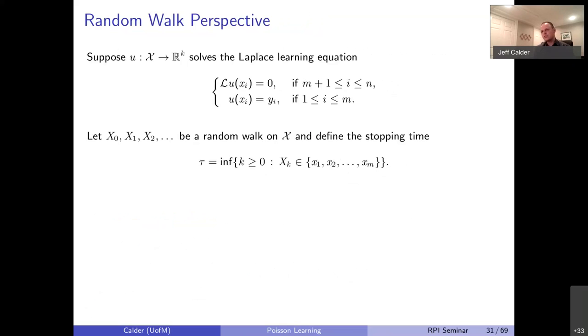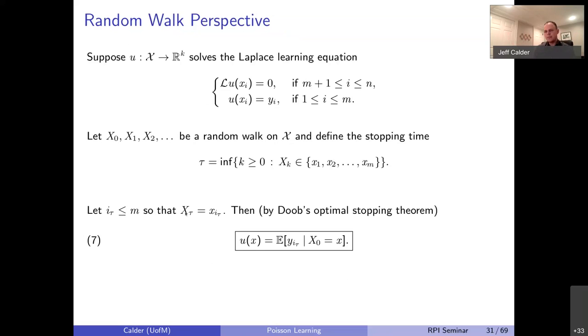Okay, so if I take the solution to the Laplace learning equation and then take a random walk on the graph and define the stopping time for this walk to be the first time I hit a labeled point, okay, so that's tau. Because this is a martingale, I can apply Doob's optional stopping theorem to show that u of x, that's u at the first point in the walk, is the same as the expectation of u at the stopping time. And that's the expectation of the label vector that I hit. And so this formula is just the classical formula for the solution to the Laplace equation in terms of Brownian motion or random walks. But what this says is that u of x is a weighted average of nearby label vectors, weighted by the probability of a random walk hitting that label vector first.